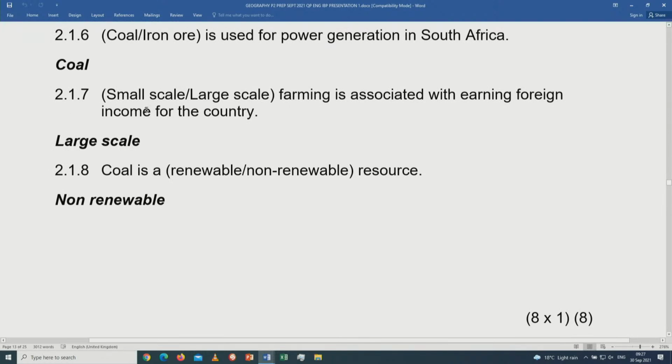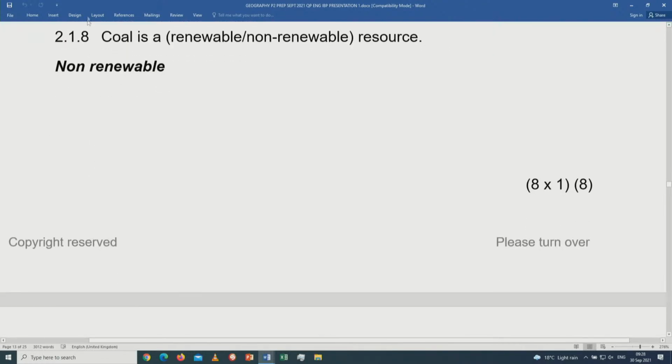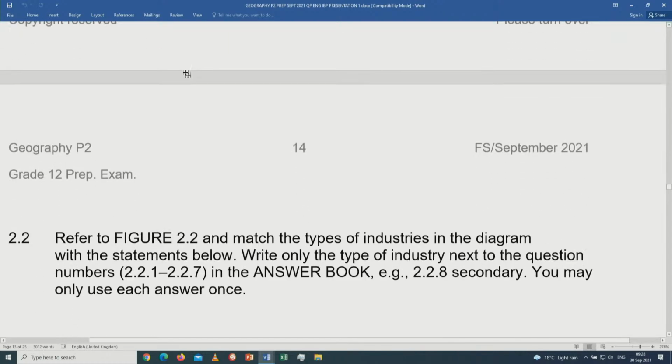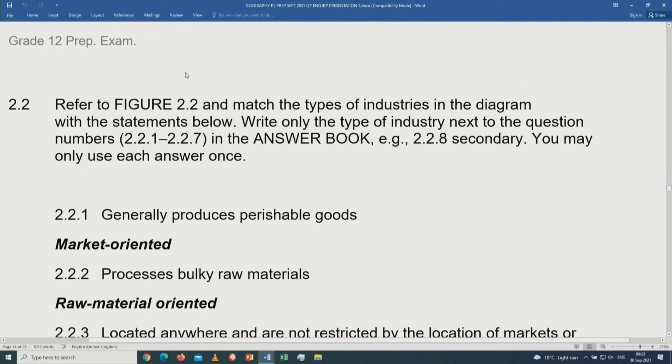2.1.7, small scale or large scale farming is associated with foreign income. So the correct answer there is large scale. 2.1.8, coal is a renewable or non-renewable resource. So for the mere fact that it took many years to form, it is non-renewable because it takes many years to recover if we deplete it.